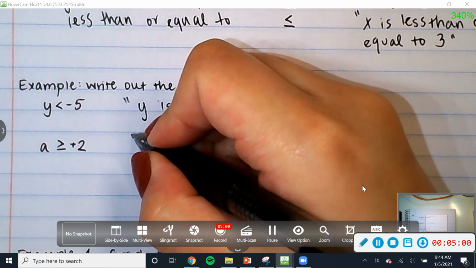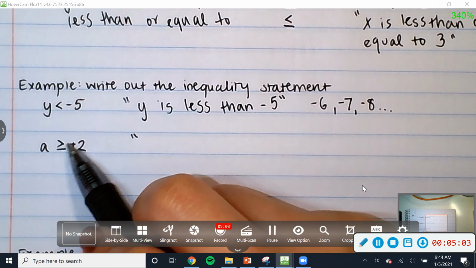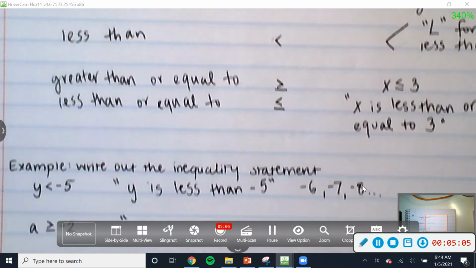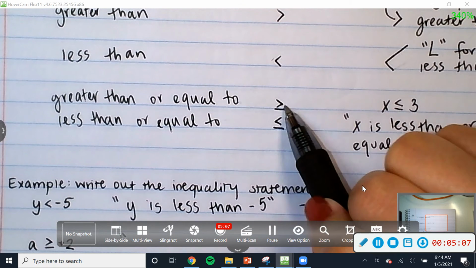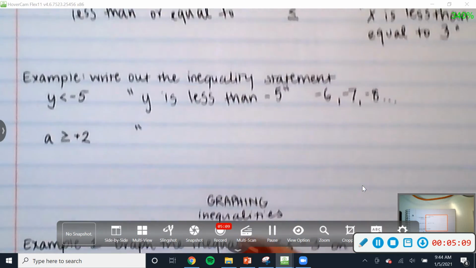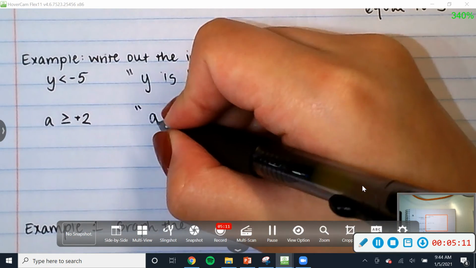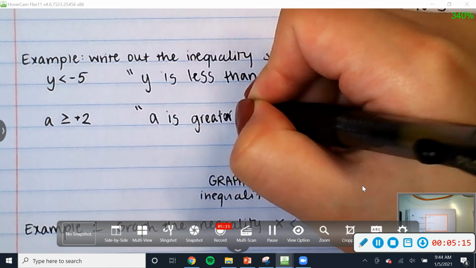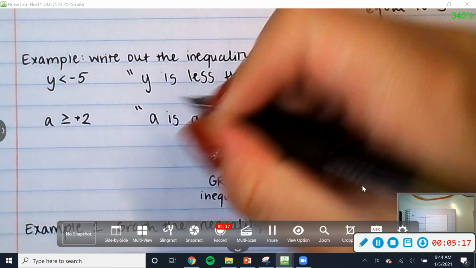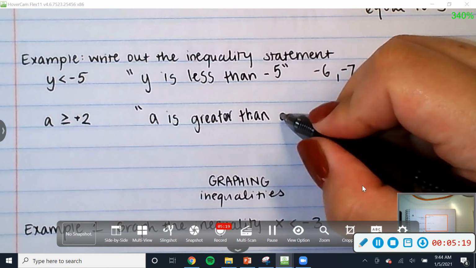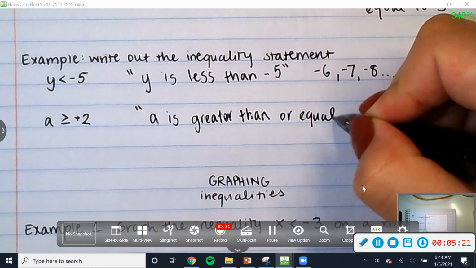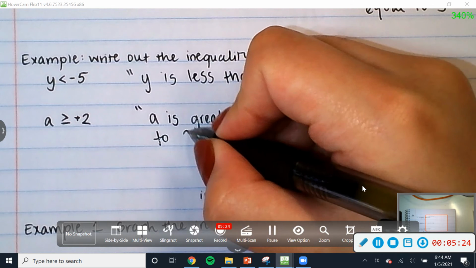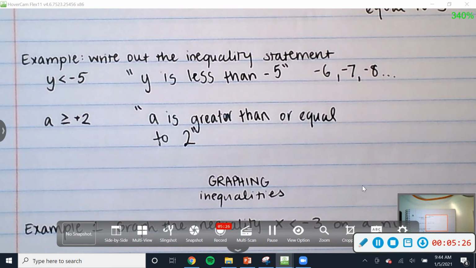Same thing for this one. This symbol is now pointing in the other direction. This is our greater than or equal to symbol. So in this case, we have A is greater than, but wait, it also has the line underneath, so it's greater than or equal to positive 2. A is greater than or equal to positive 2.